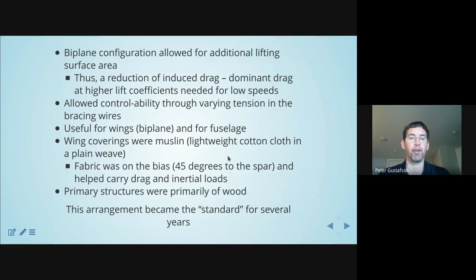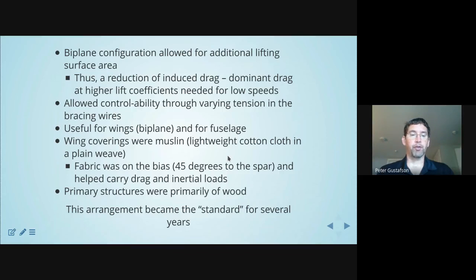As I had mentioned, the controllability was through varying the tension of the bracing wires. This is what Ethan was alluding to in the comment section: no dedicated ailerons. In fact, there were no ailerons at all. Instead, the Wright brothers employed wing warping. They actively warped the wings with cables, applying tension in the cables to change the shape of the wing in order to do their roll control.